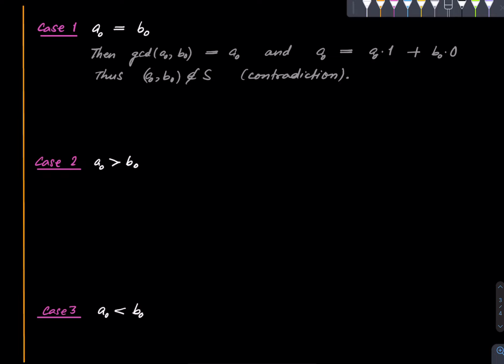All right. So I hope this reasoning was clear that if a naught is equal to b naught, then we can indeed write the GCD of a naught and b naught as an integer linear combination, and hence that would be a contradiction to the fact that this guy belongs to S, and this case is settled.